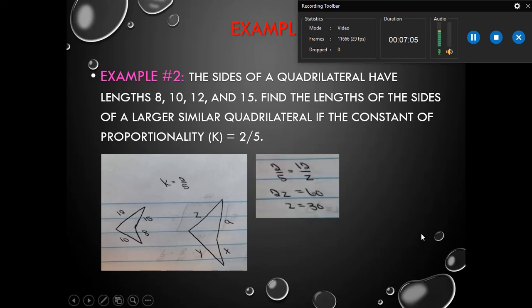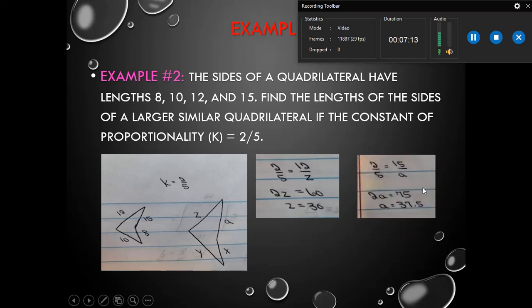And then finally, my missing side a, 2 to 5, small to big, and then 15 is to a. When I cross multiply here, I'm going to have 2a equals 75. You can leave it as an improper fraction if you like, 75 over 2. I did make it a decimal of 37.5. So we found all the missing sides, and all corresponding sides are in a ratio of 2 to 5.